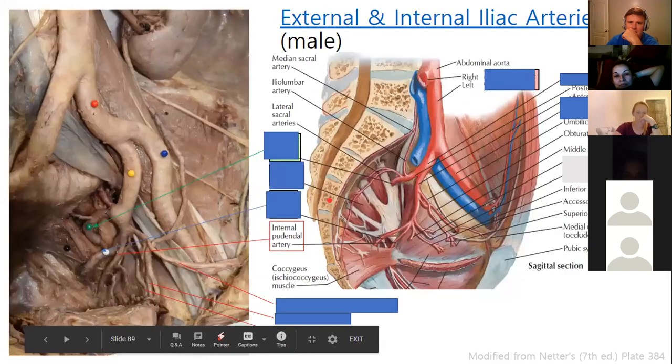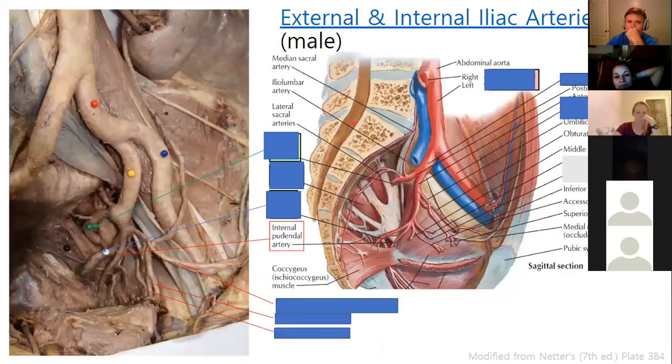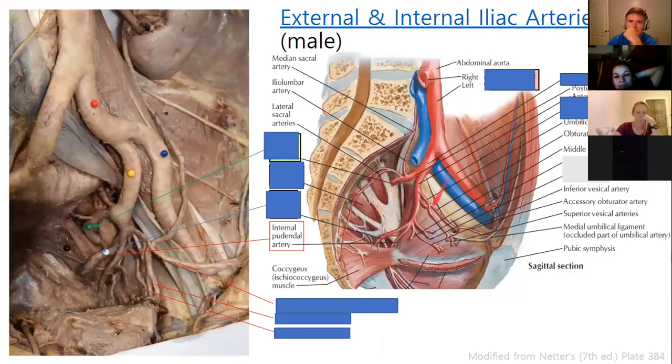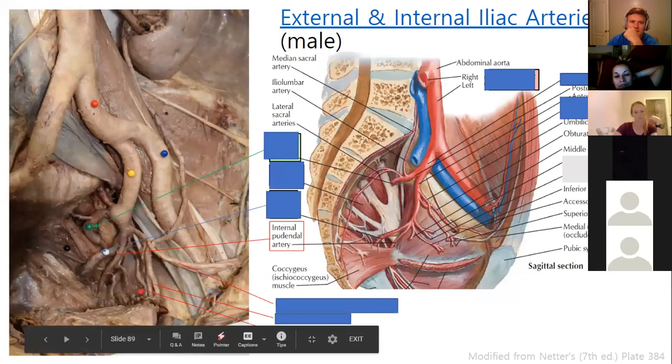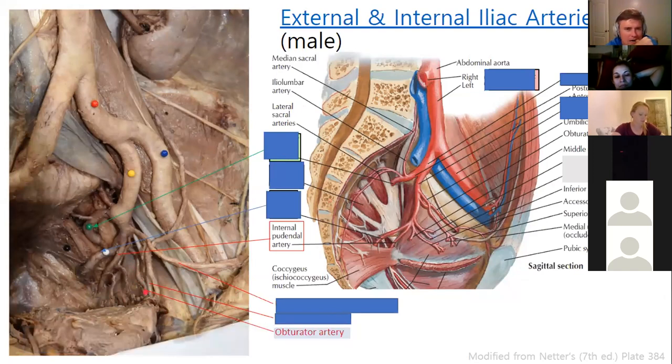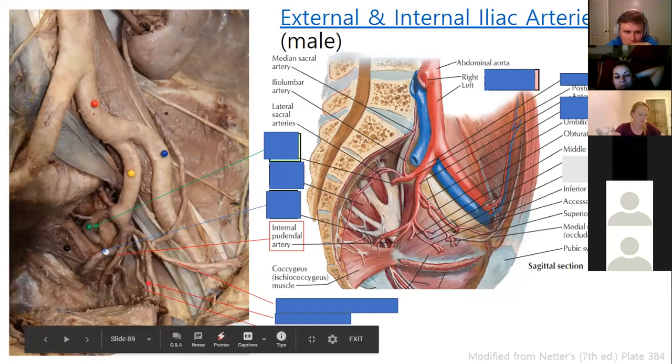All right, gosh. Gotta look at this stuff more. Looks like we're starting at the bottom. Gotta get printed. See, I don't see the obturator nerve there. These are going to be hard. Guess that's a nerve. Looks just like it.